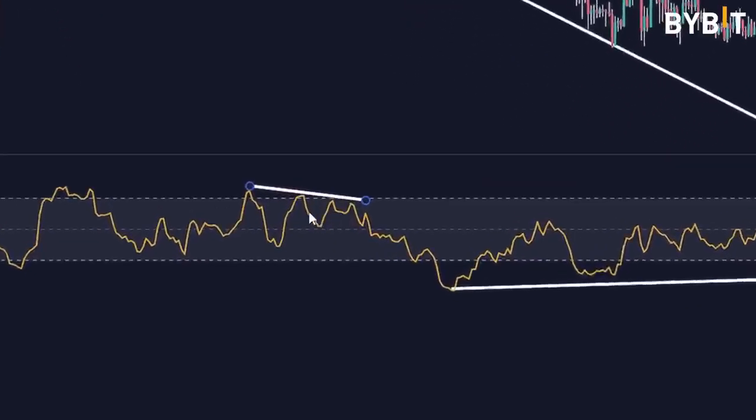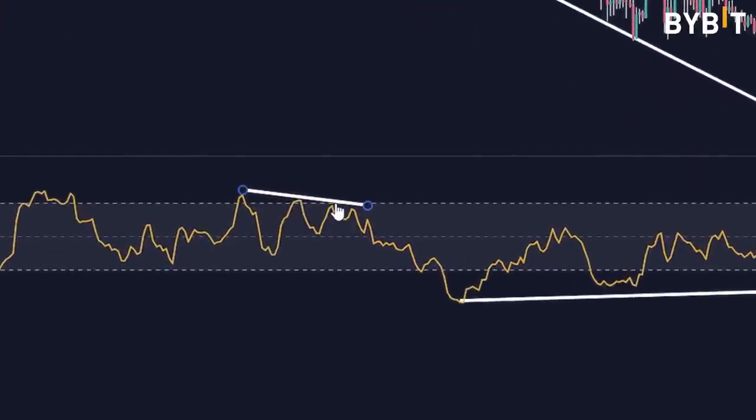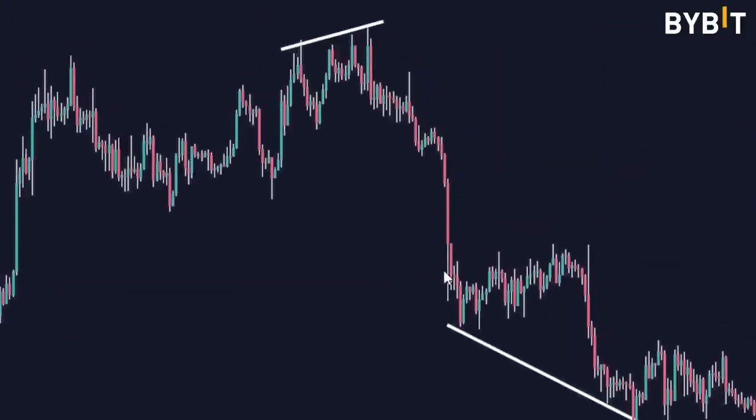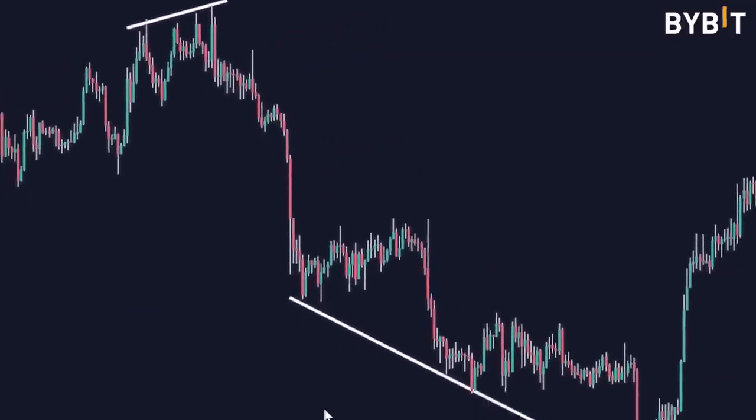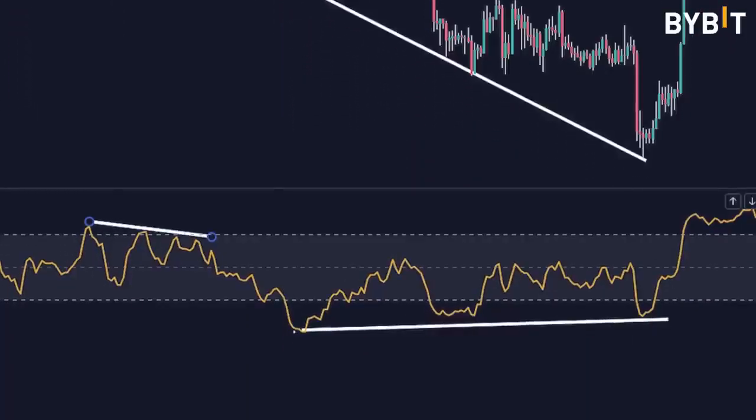Each high in the RSI is lower. It's a lower high, lower high, lower high, and then eventually price, the momentum to the upside is so weak that it just falls under the weight of itself, and then price ends up collapsing. And we get a really strong trend, really strong momentum to the downside.